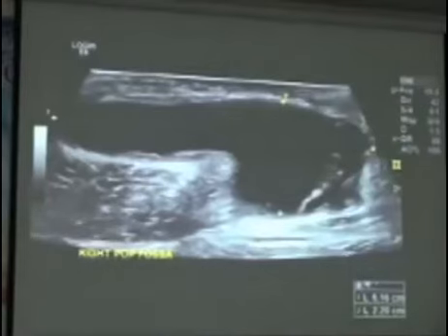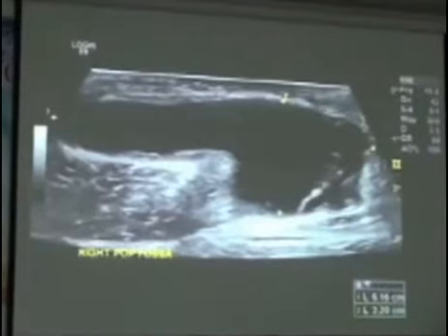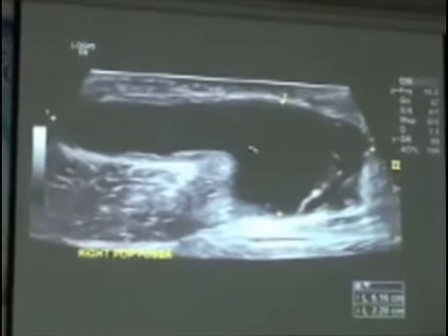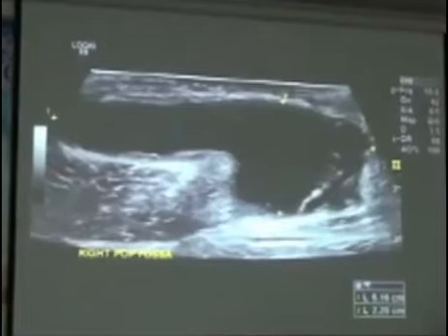And with these Baker's cysts, they can get quite large. So you can see this one here is about 6.2 centimeters in size. And it's very common for them to rupture. And when they rupture, they present very similarly to someone who has a DVT.